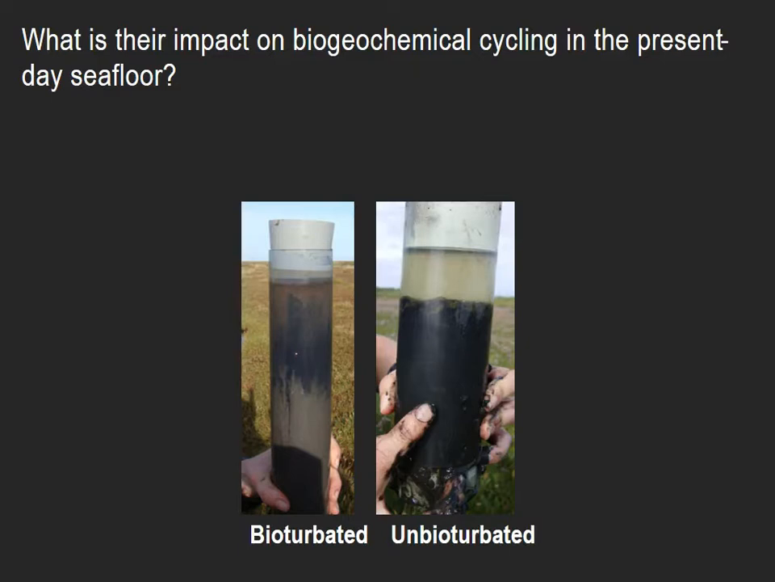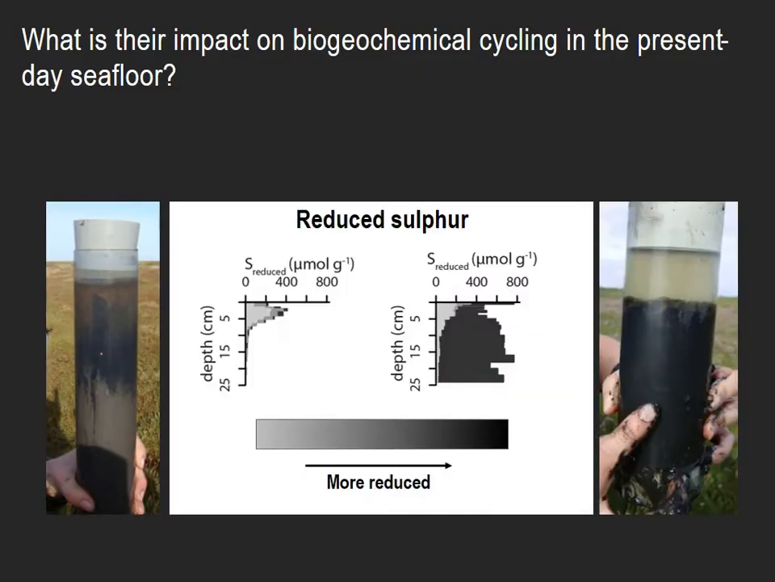Now, this dark color is very indicative of a reduced mineral, of reduced iron sulfide. And indeed, when you analyze the sediment, what you see is that there's much more reduced sulfur within the unbioturbated core. So this means that the presence of bioturbation oxidizes the seafloor. So they increase the oxygen consumption of the sediment and they prevent the buildup of reduced minerals.